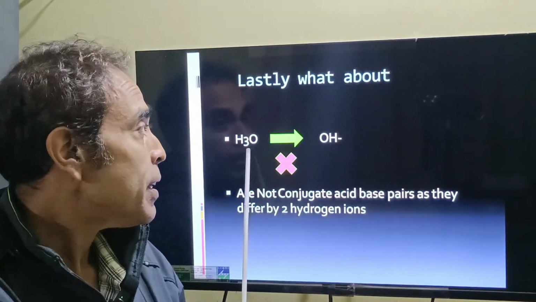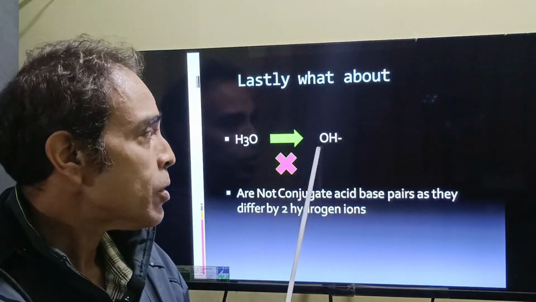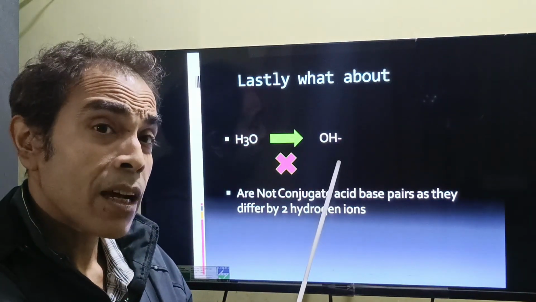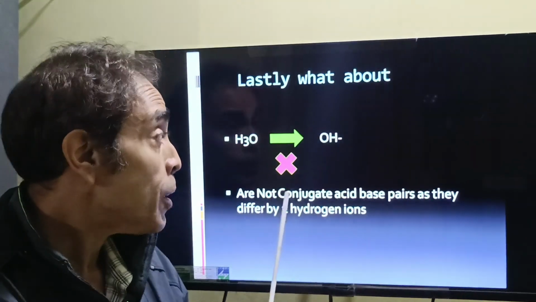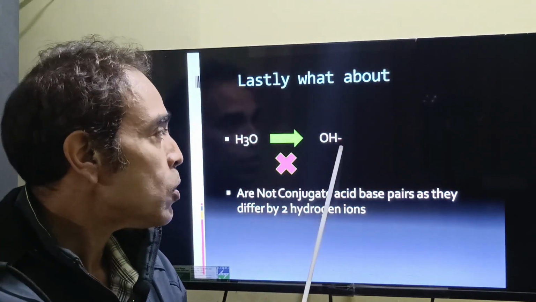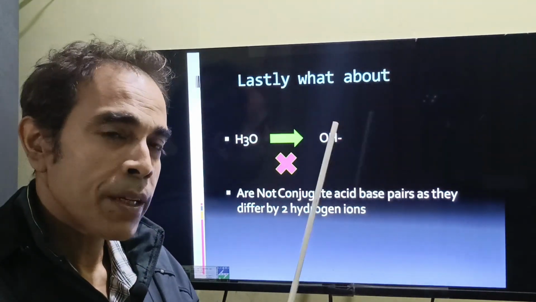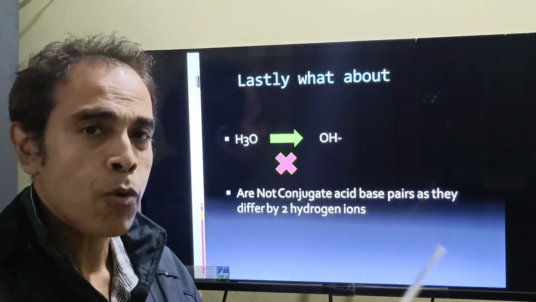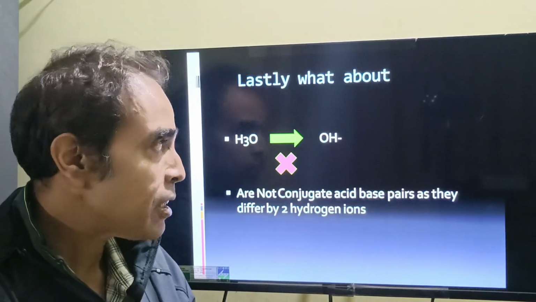Lastly, what about this hydronium ion? If hydronium ion dissociates to hydroxyl, can we consider it a conjugate acid base pair? No, because once it dissociates to hydroxyl, it loses two hydrogen ions. You see, this three is one. According to the definition of conjugate, it should differ by only a single hydrogen ion, a proton. So this cannot be a conjugate acid base pair.